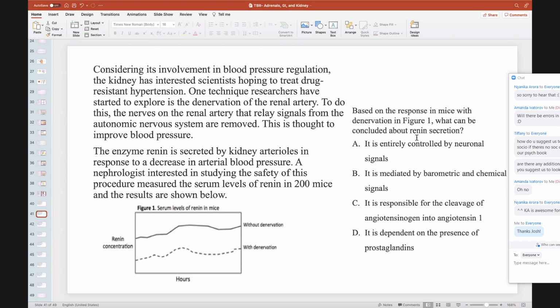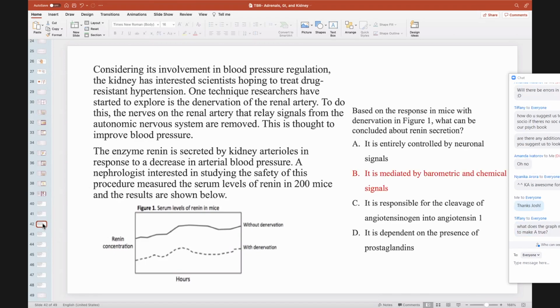And then D, it is dependent on the presence of prostaglandins. We didn't even learn what prostaglandins are. That's one of those things that's just in there, just to be in there. So the answer for this one is B. So why is it B versus A?